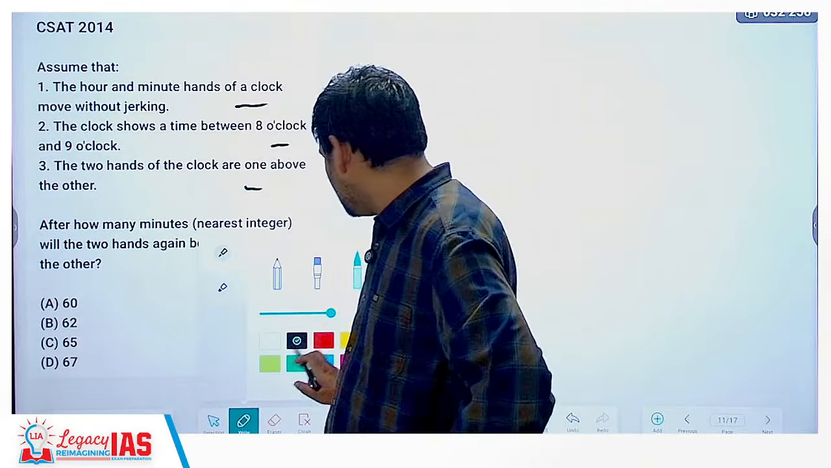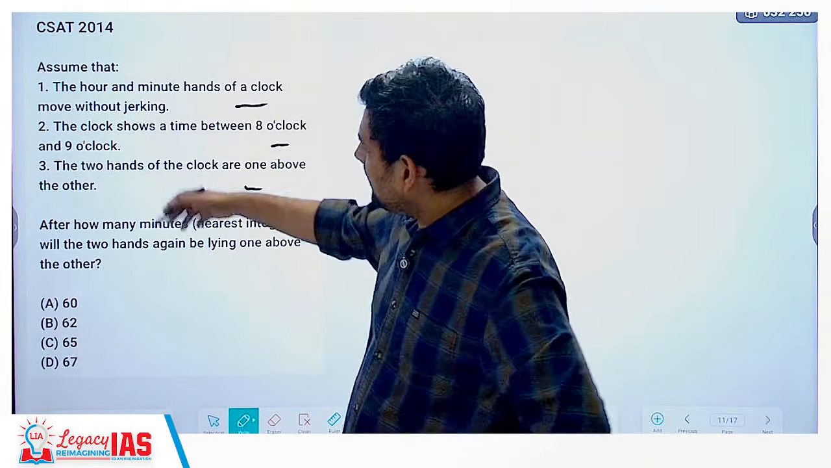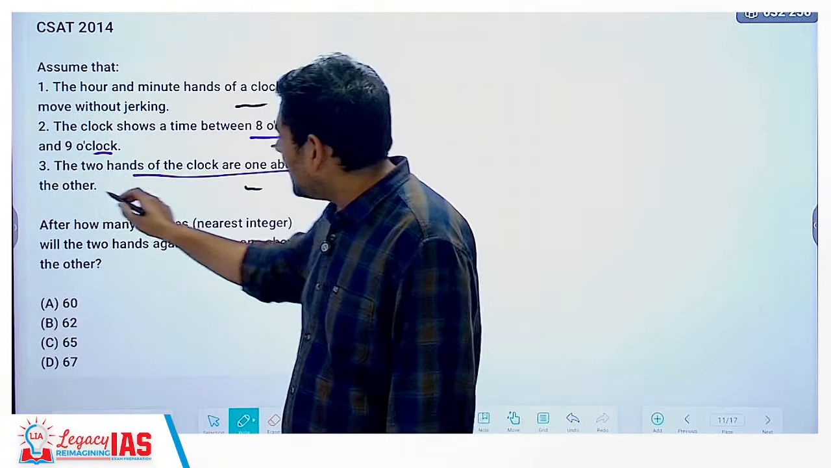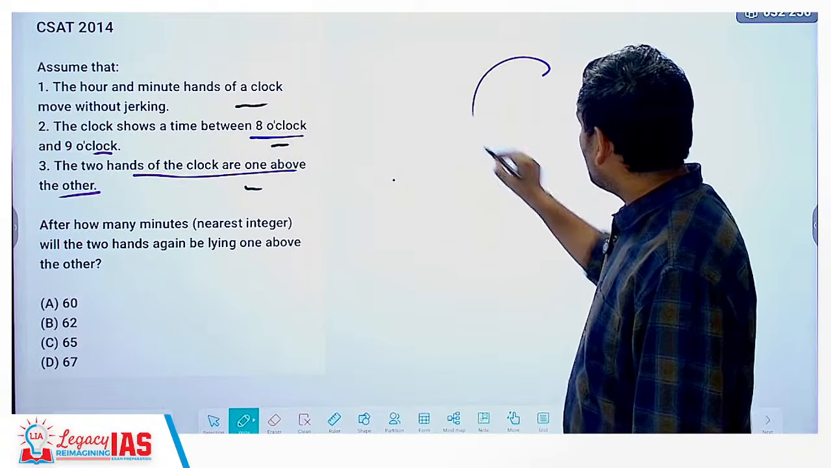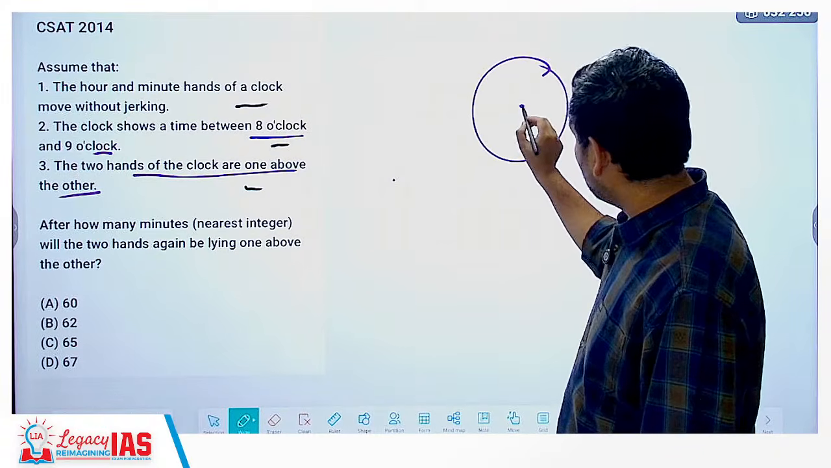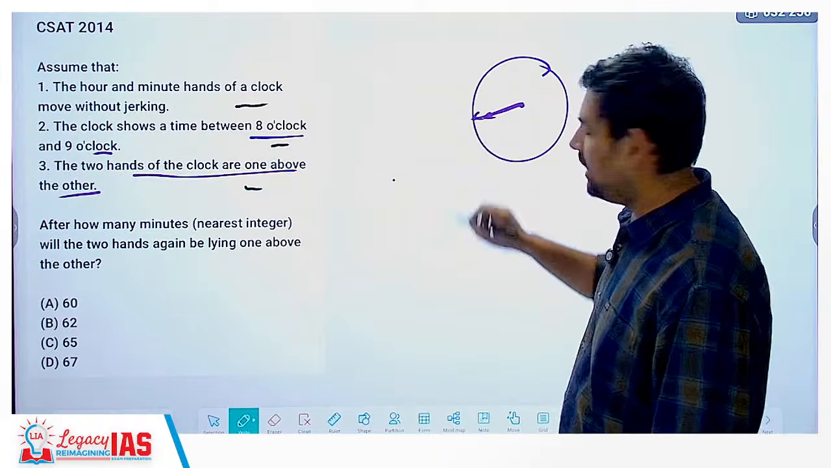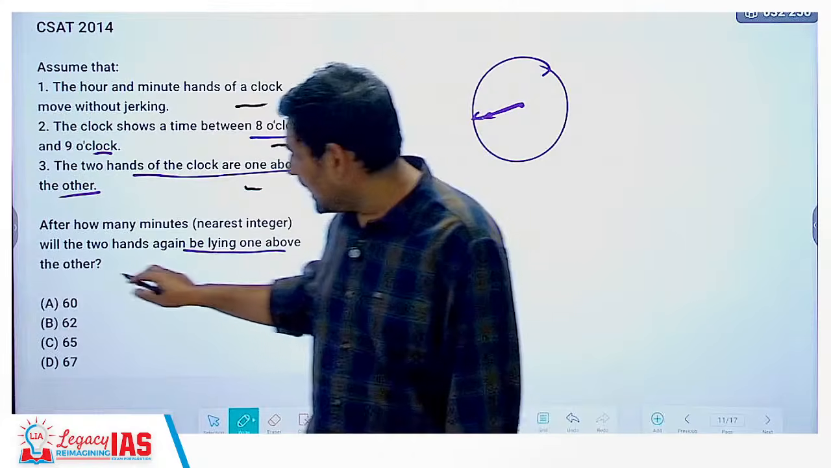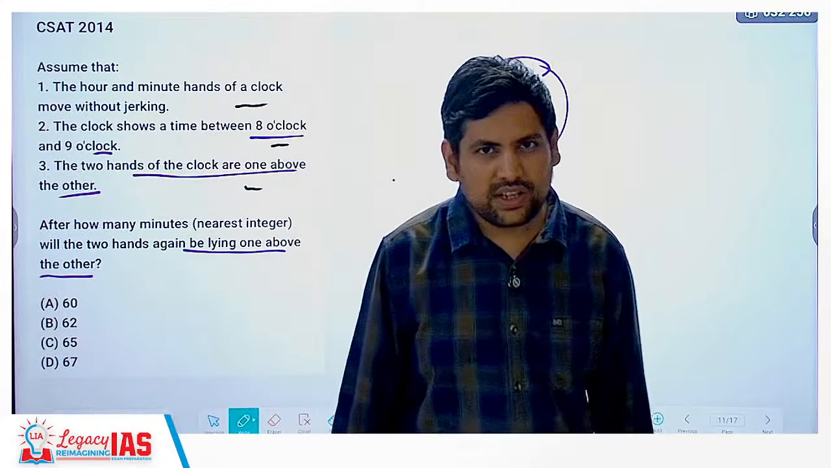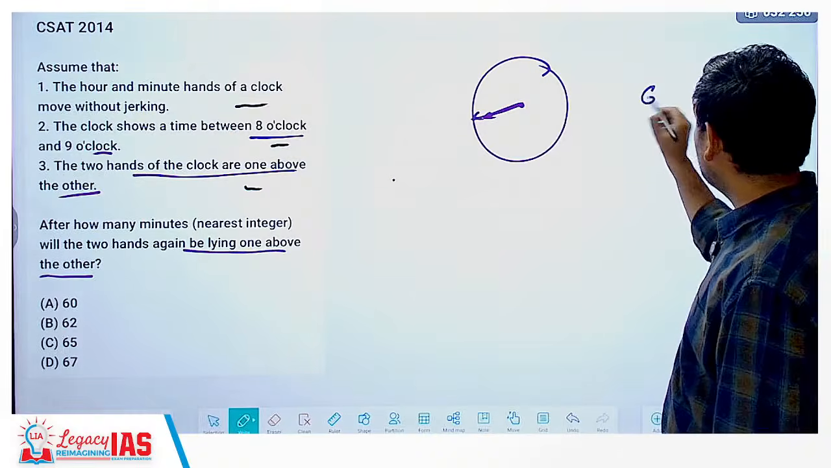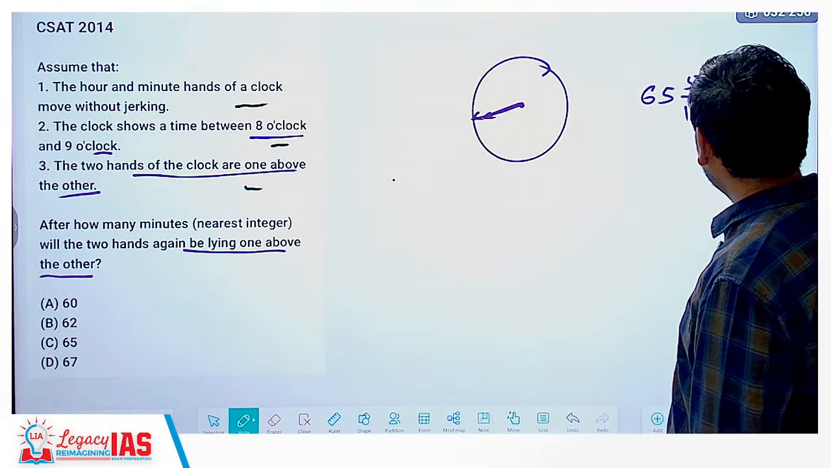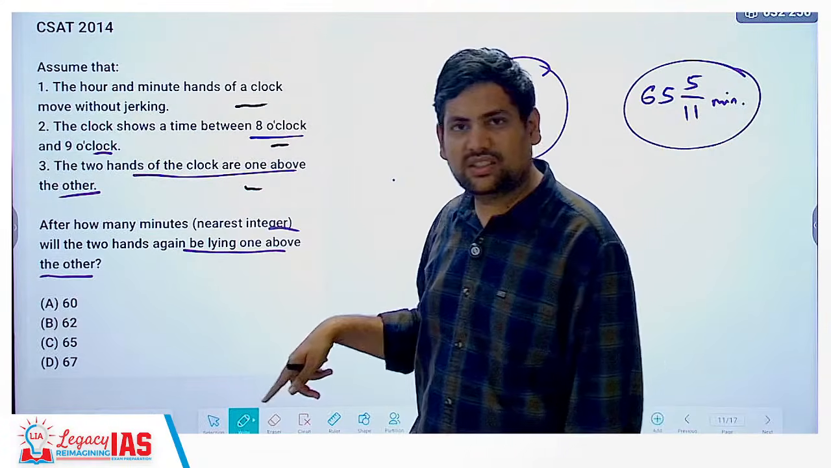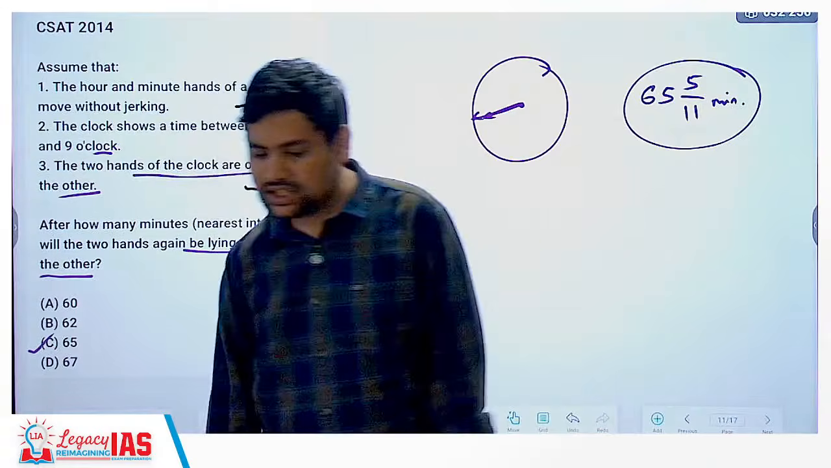Now, if you see here, it works like this. Basically, it is asking you that between 8 o'clock and 9 o'clock, the two hands are one above the other. So this is some time when the hour hand and minute hand are coinciding between 8 and 9. Now it is asking you when will be the next time they coincide again. So what is the difference? The difference between two coincidences is 65 5/11 minutes. It is asking you to the nearest integer. What will be the answer? The answer will be C, that is 65.